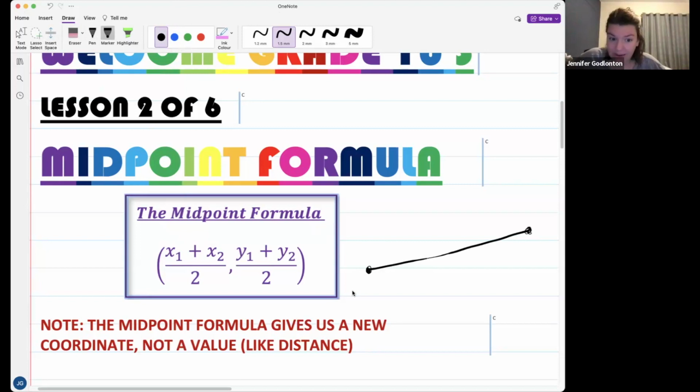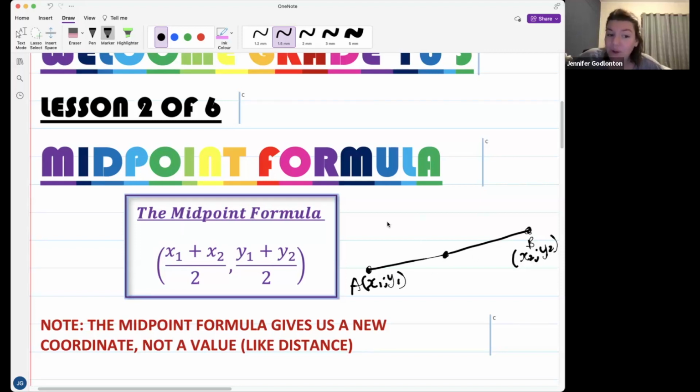And this is point A. And this is point B. The coordinates of A are x1 and y1, and the coordinates of B are x2 and y2. So we have those 2 coordinates.